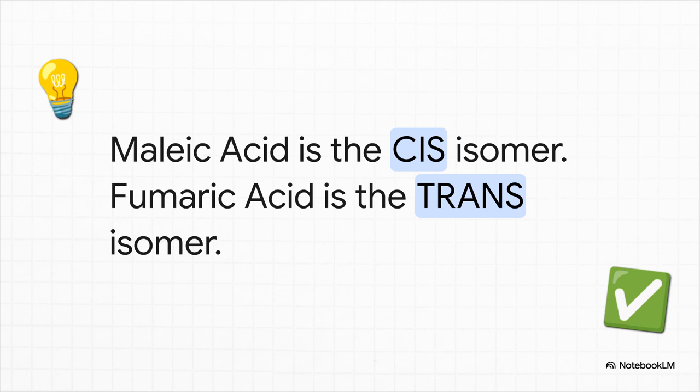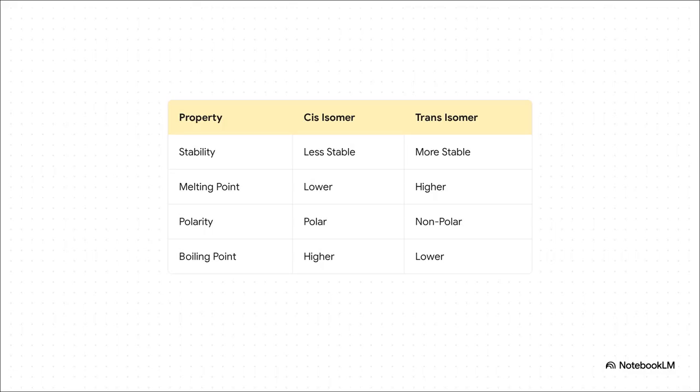And with that little bit of info, we can finally solve our original mystery. Maleic acid, the one with the low melting point, is the cis isomer. Its bulky groups are all crowded together on one side. And fumaric acid, our high melting point champion, is the trans isomer, with its groups arranged neatly on opposite sides. This simple flip in shape from cis to trans creates this huge cascade of effects on the molecule's properties. Just like we saw, the trans isomer has a way higher melting point and it's generally more stable. But look at this, the cis isomer is usually more polar and, get this, it often has a higher boiling point. So what's up with that?